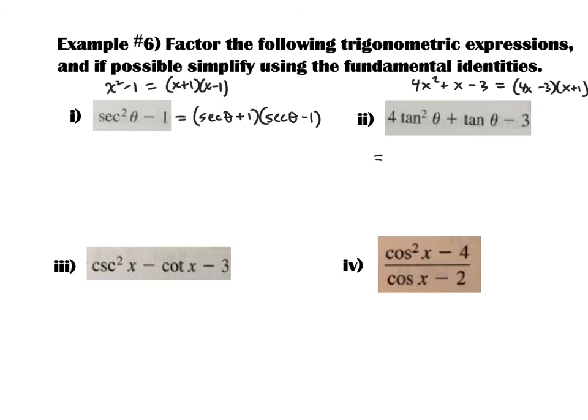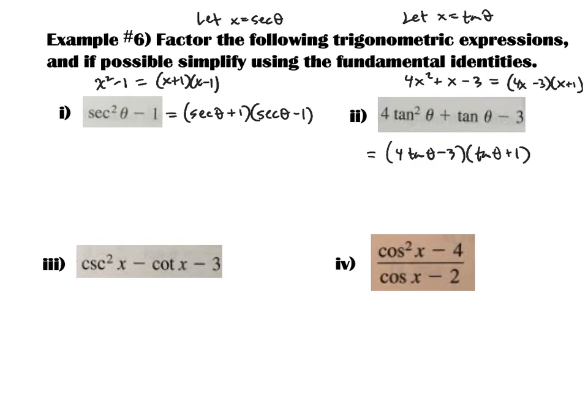There we go. Okay, so if I factor 4 tangent squared theta plus tangent theta minus 3, very similarly, I would get 4 tangent of theta minus 3 and tangent of theta plus 1. Notice that I'm just doing the substitution. Let x equal tan theta in that one. Or over here, let x equal secant theta. That's all we're doing. We're doing a substitution and then factoring. And in this case, I can't really reduce much, so I'm good there.